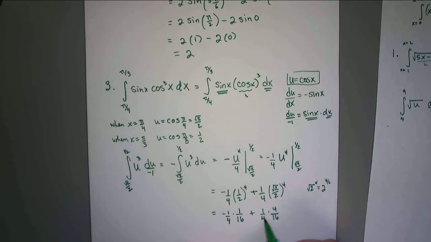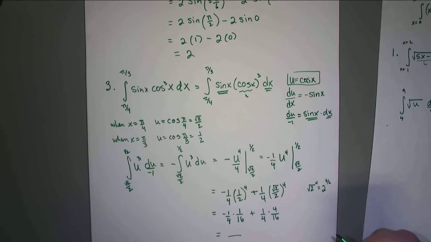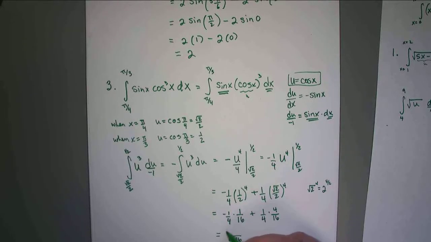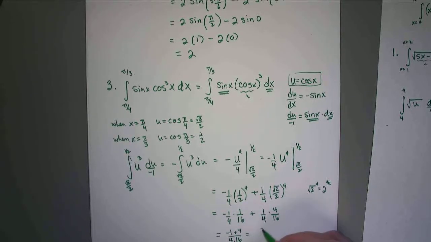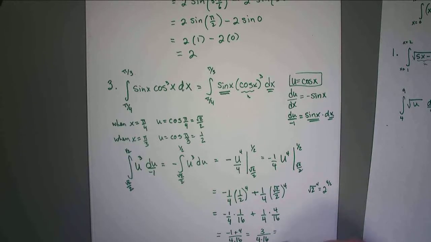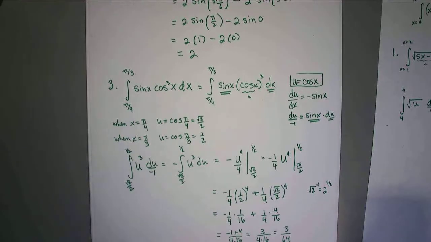We could cancel these, but I just noticed that these have a common denominator already. 16 times 4, and this would be minus 1 plus 4. And 4 times 16 is what? 64? And there would be your answer.